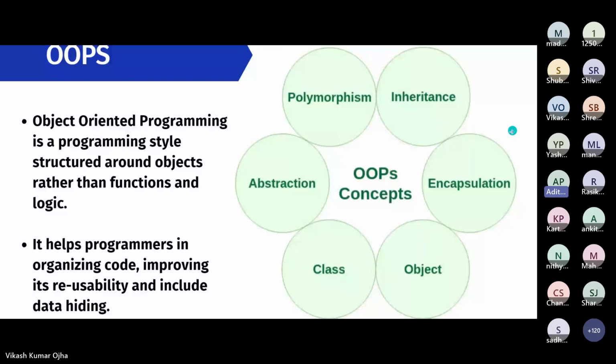Object-oriented programming is a programming style structured around objects rather than functions and logic. With OOPS, there came four main concepts which helped programmers a lot: encapsulation, inheritance, polymorphism, and abstraction, which made the code reusable, enabled data hiding, and in general helped programmers code. Next slide.